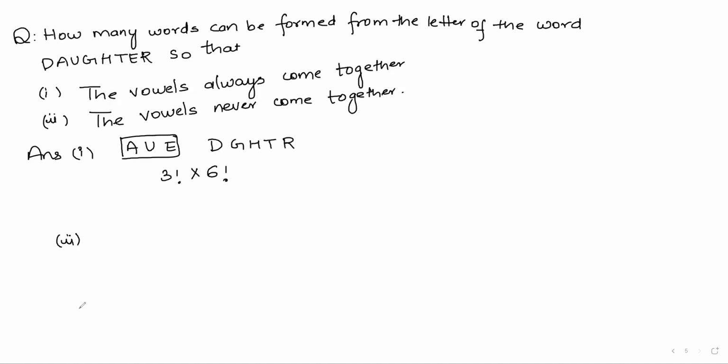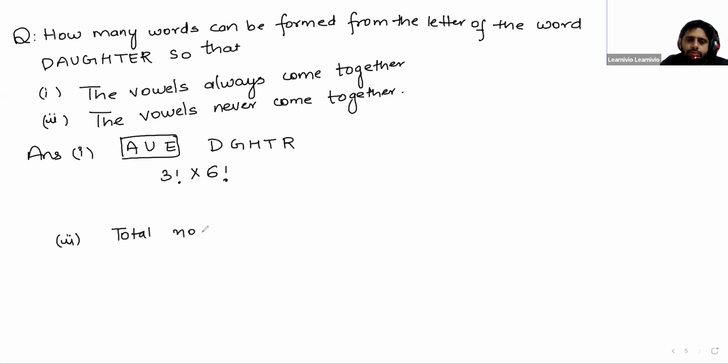So can you solve the second one? Yes. Now, in the second one, they are saying the vowels never come together. So it is very difficult to find these types of words where they are saying these two words should never be together. So what we will do, we will find the opposite of this. So first of all, we will find the total number of words.